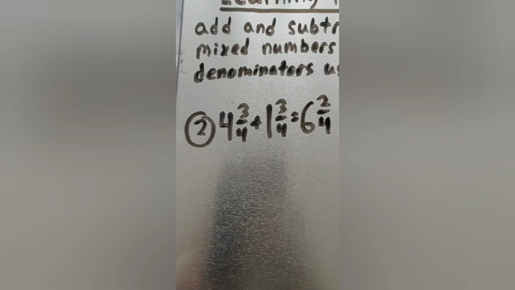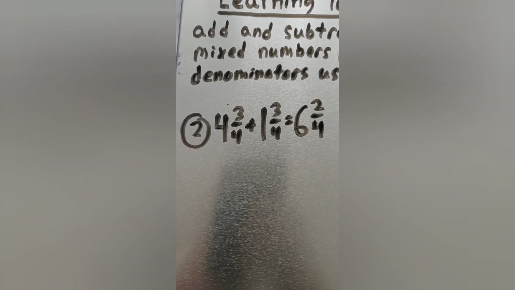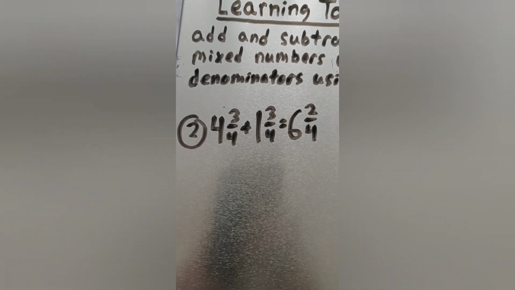the sum there because we've jumped 1 and we've jumped 3 more fourths. We've jumped 1 from 4 and 3/4 to 5 and 3/4, and we've jumped 3 more fourths from 5 and 3/4 to 6 and 2/4. So 6 and 2/4 is the sum. 4 and 3/4 plus 1 and 3/4 equals 6 and 2/4.